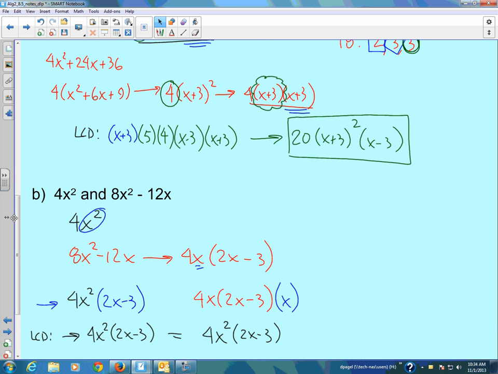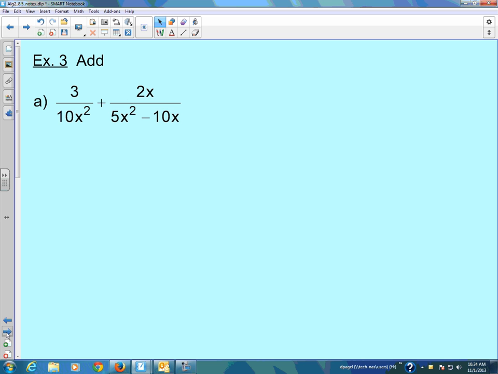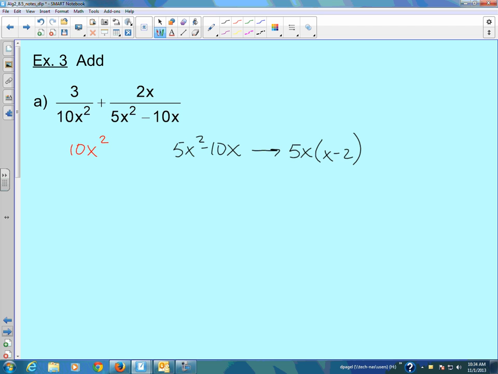All right, let's go ahead and put this in action now. Let's do some adding and subtracting. So unlike denominators here, so we want to find LCDs. We need to come up with the LCD for 10x squared and 5x squared minus 10x. All right. So I'm going to go ahead and put 10x squared in here, and I'm going to go ahead and put 5x squared minus 10x, and we're going to factor these. So this is going to become 5x times (x minus 2). 10x squared, I can't really factor anything, so it's pretty much ready to rock and roll there.